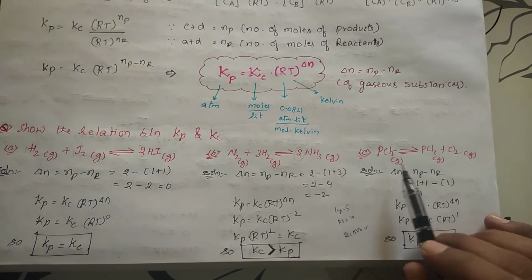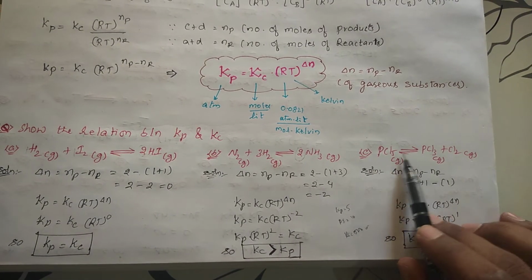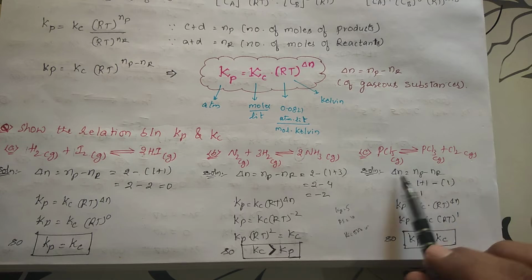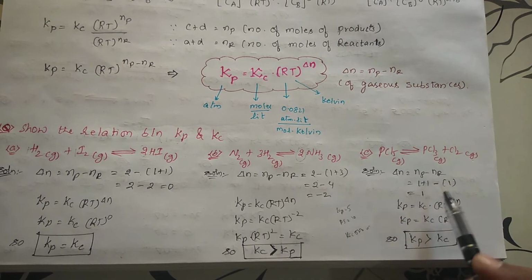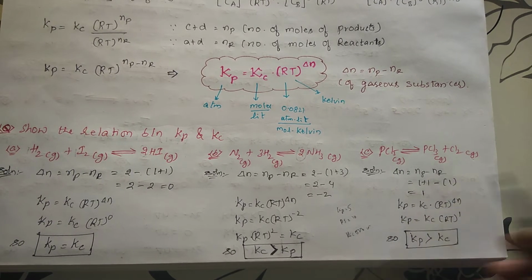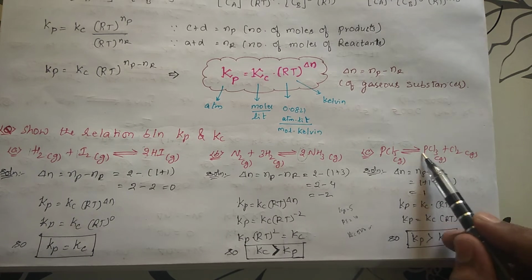Right? And take one more equation: PCl5 in equilibrium with PCl3 plus Cl2, all in the gas state. Calculate the delta N. Number of moles of products minus number of moles of reactants. Number of moles of products here 1, here also 1.